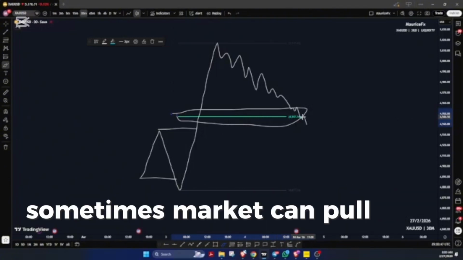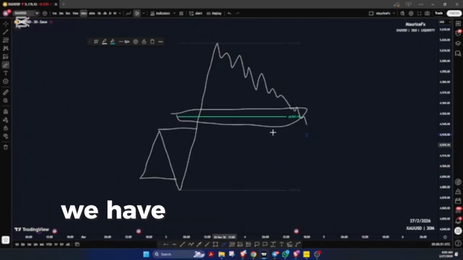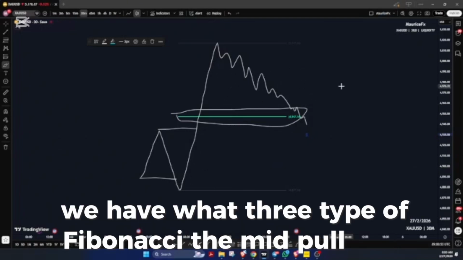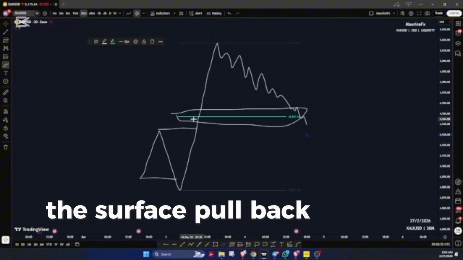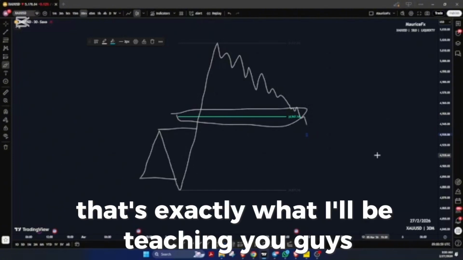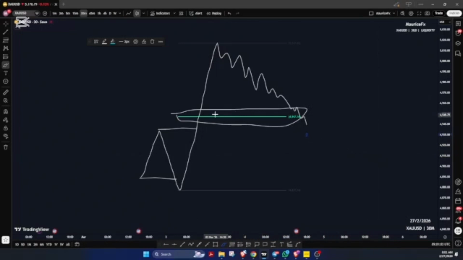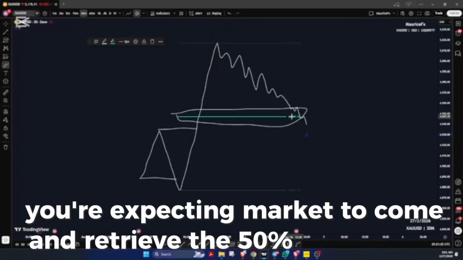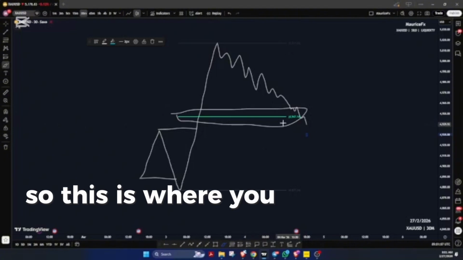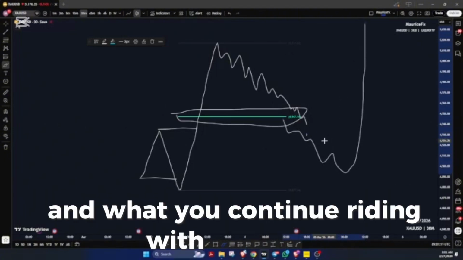Sometimes the market can pull down and come and test what is called the deep pullback. You have three types of Fibonacci: the shallow pullback, the mid pullback, and the deep pullback. That's exactly what I'll be teaching you guys when you join the boot camp. So you are expecting the market to come and retrace to the 50% equilibrium. This is where you start looking for your buying opportunity and continue riding with the trend.